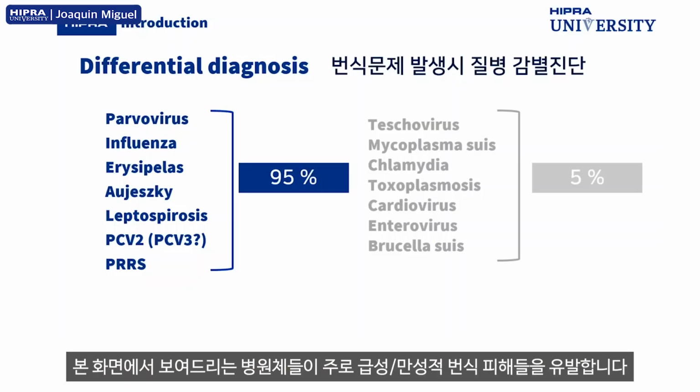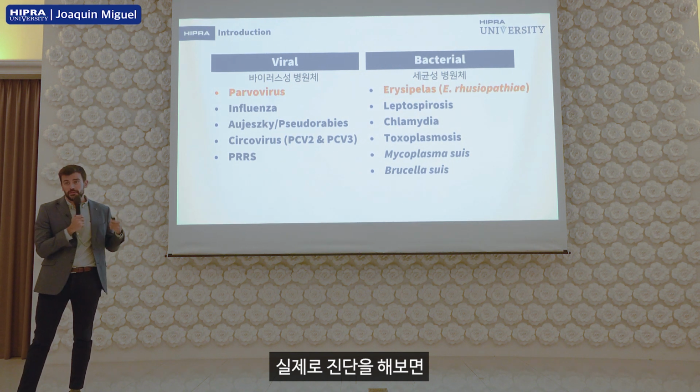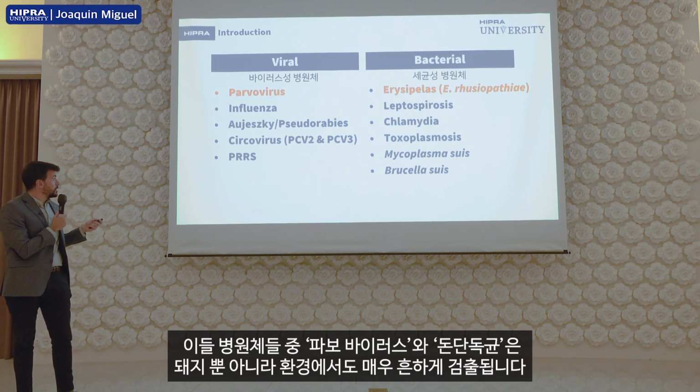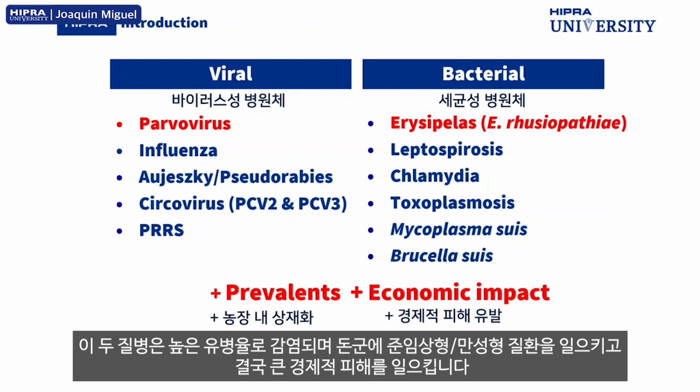So, when we think about the differential diagnosis of the infectious causes, we have these pathogens that are going to mainly cause all these disorders, the acute ones and the chronic ones. Of all these pathogens, the ones that for sure we are going to find in our farms are parvovirus and erysipelas, which are commonly found in the animals, but also in the environment. So those that are more prevalent are going to have a huge economic impact at the end of the year, because of these subclinical or chronic processes.